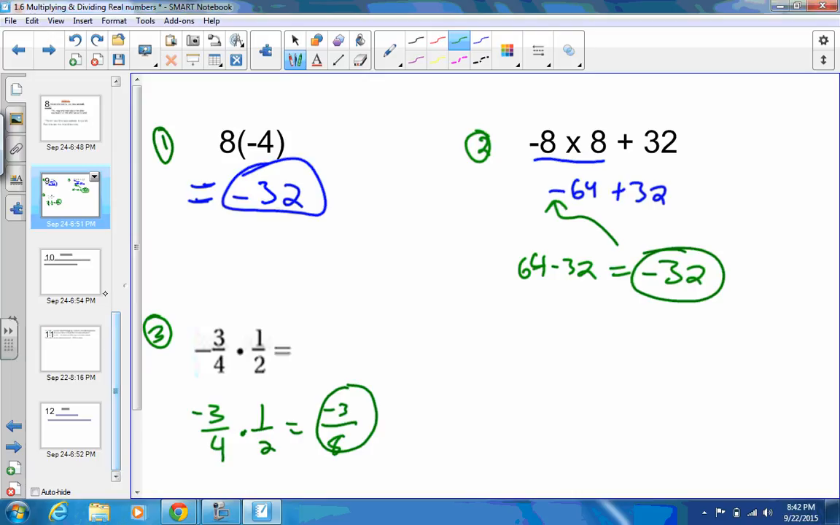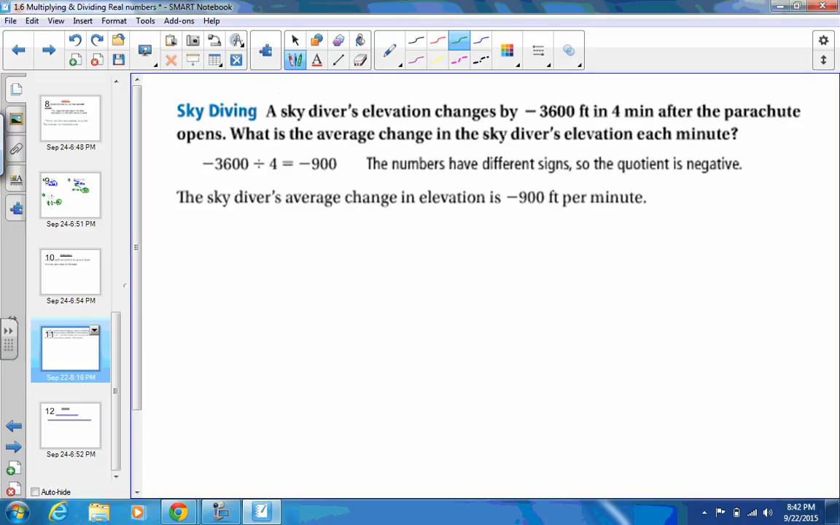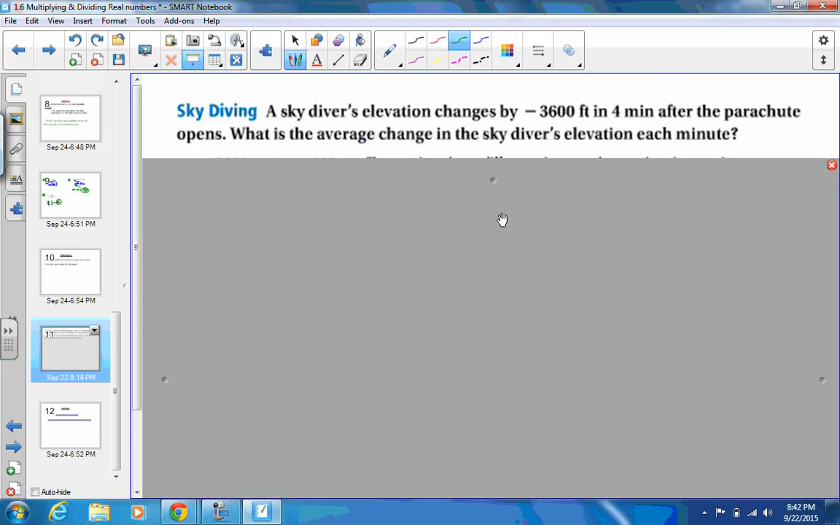All right, so that is, let's see, I do have one example. Let's do one real life example here. Uh-oh, I'm giving it away. But, so it says skydiving. A skydiver's elevation changes by negative 3,600 feet in 4 minutes. So, 4 minutes after a skydiver jumps out of a plane, they'll be going 3,600 feet downward. That's after the parachute opens. What is the average change of the skydiver's elevation each minute?